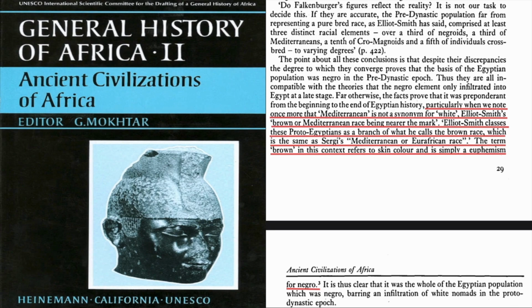So this is from General History of Africa, and it says, particularly, when we note once more that Mediterranean is not a synonym for white, Elliott Smith's brown or Mediterranean race being rather the mark. Elliott Smith classes these Proto-Egyptians as a branch of what he calls the brown race, which is the same as Sergi's Mediterranean or Euro-African race. The term brown in this context refers to skin color and is simply a euphemism for Negro. So, brown race could be basically the same as saying a Negro.